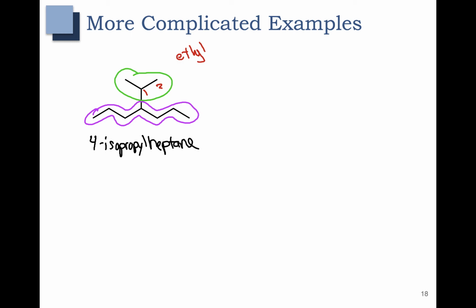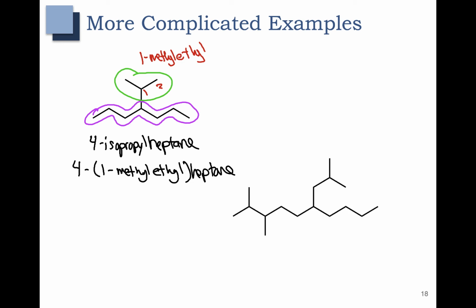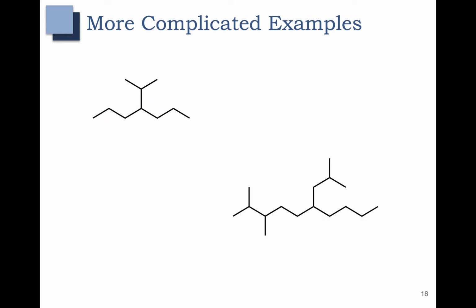And there is a methyl group attached to position 1. And that's the methyl group there. So in that case, it would be a 4-(1-methylethyl)heptane. And either of those names would be acceptable. Let's do one more example. Here's our parent chain shown here.